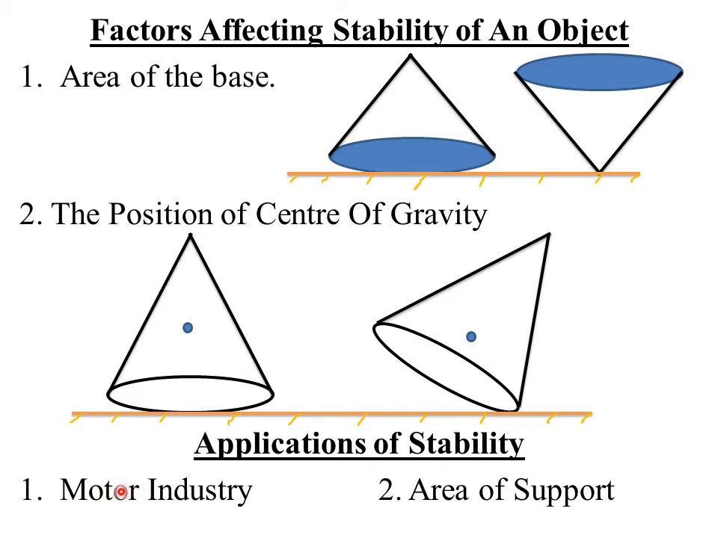When the engine is heavy and it is low, it means they are broadening the base area. So the broader the base area, the more stable that particular bus will be.